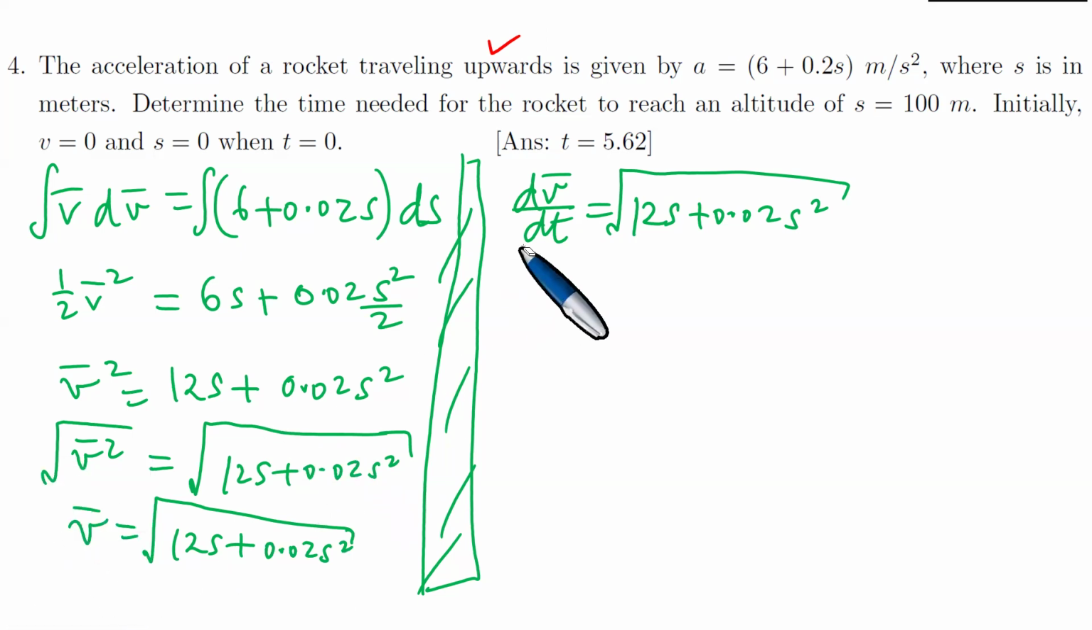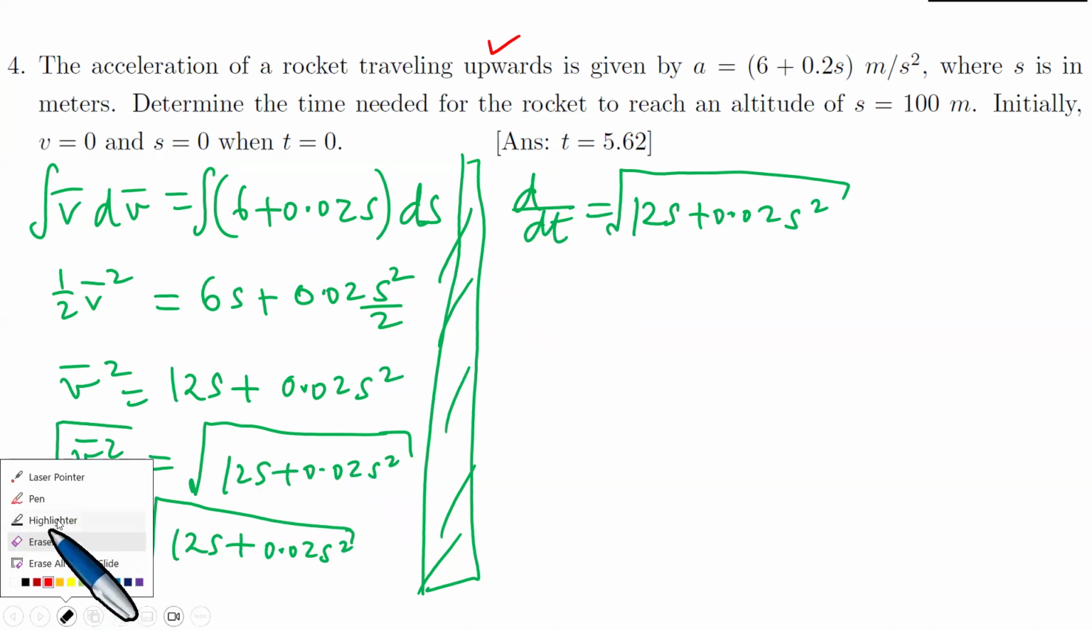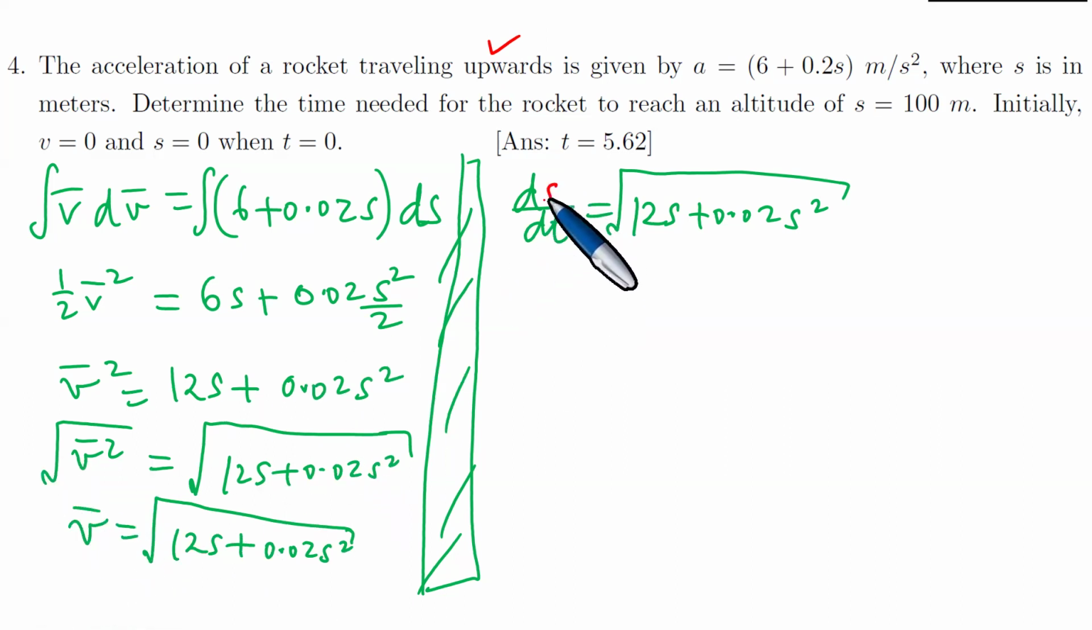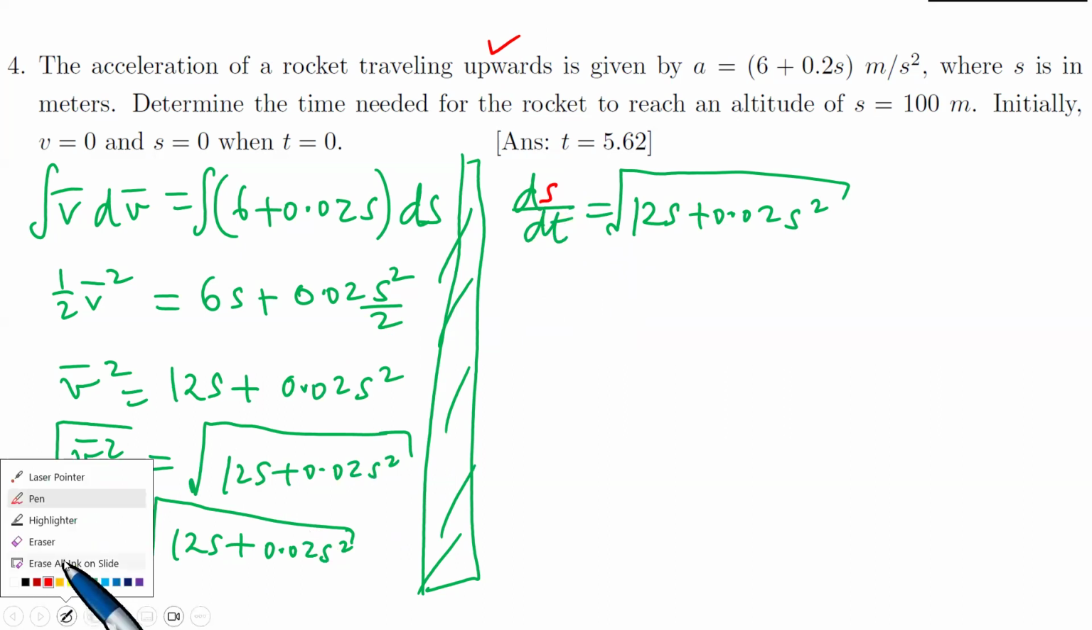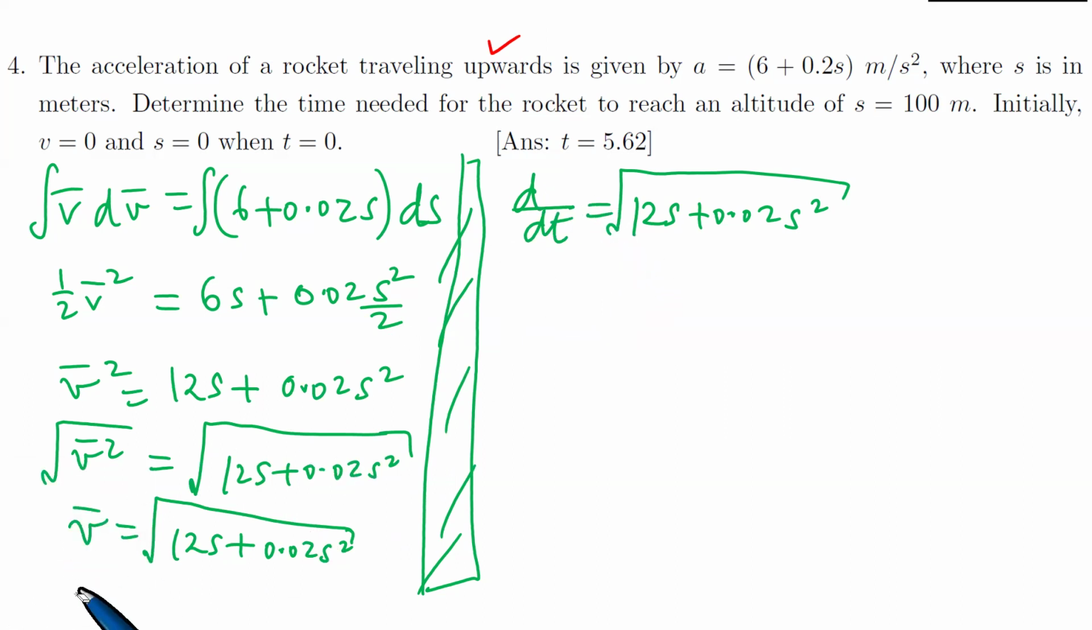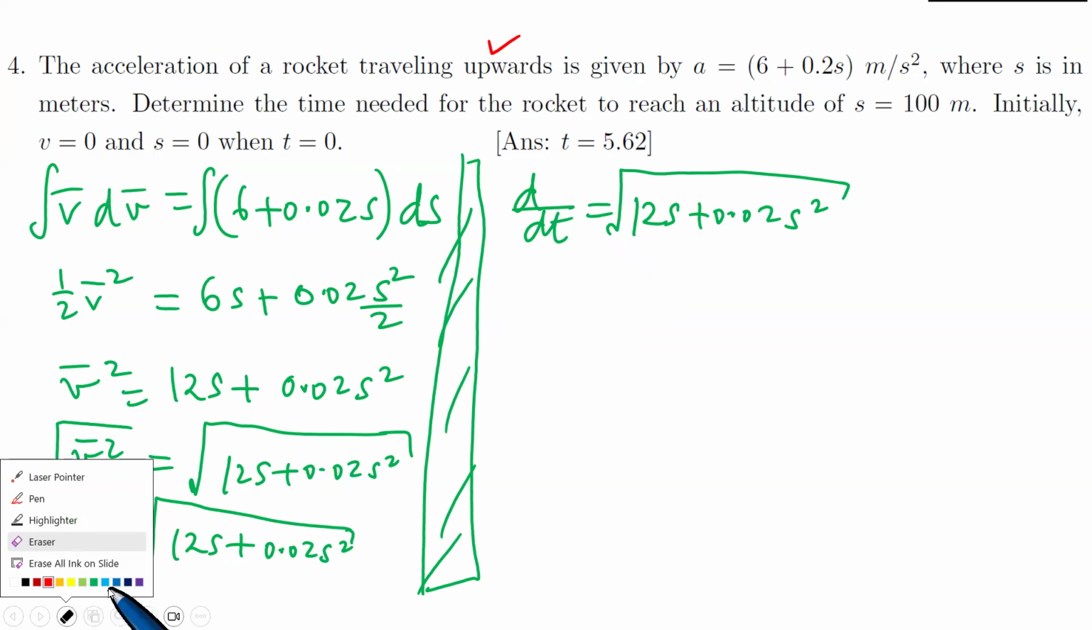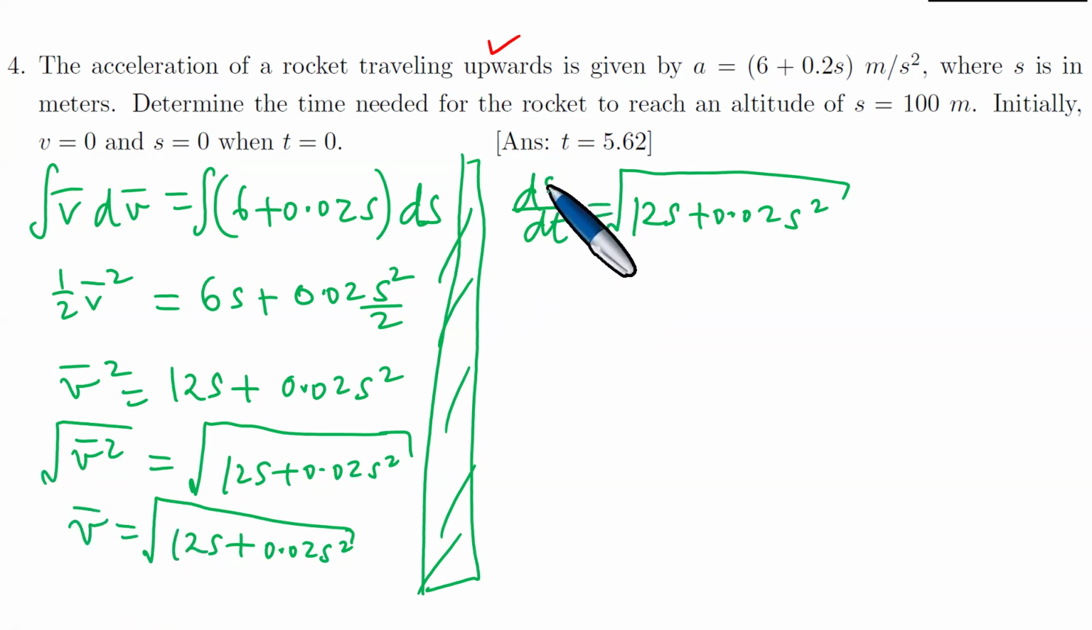Okay, right. Please take note of the fact that v itself is ds/dt. Right, so v is ds/dt. So if v itself is ds/dt, then we have what we need here. We have certainly what we need.